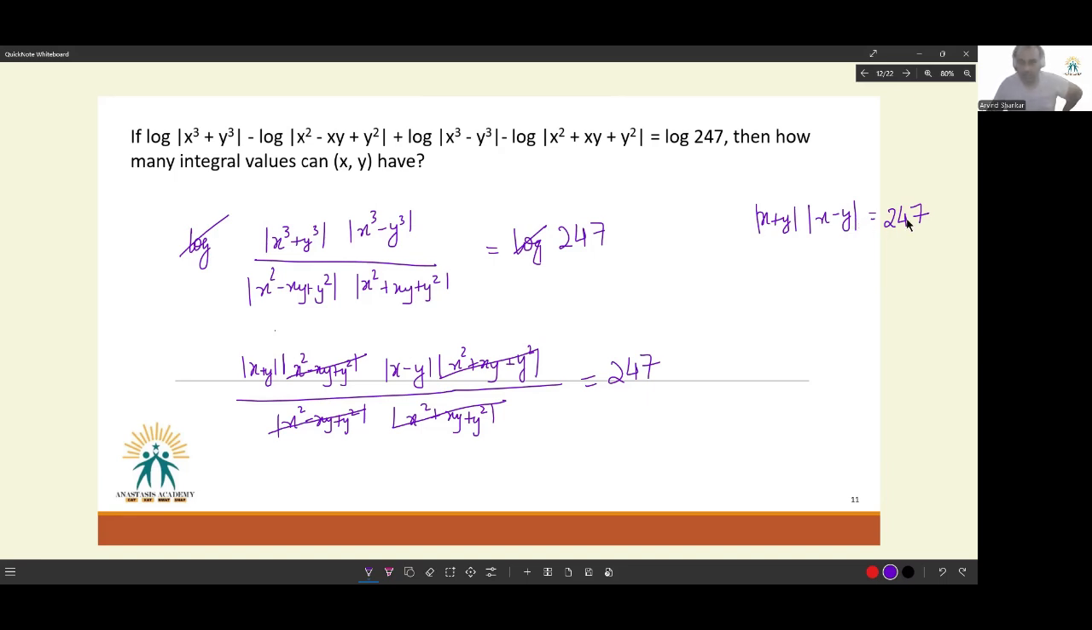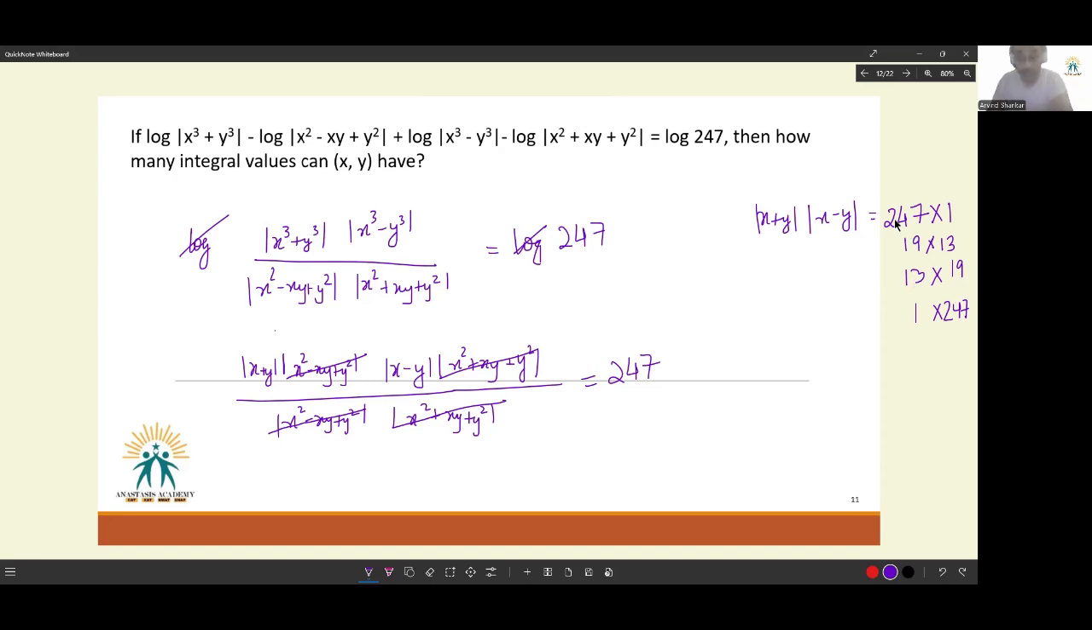We know two numbers are multiplying to give us 247. So it can either be 247 into 1, or 247 is 13 into 19, no? Yeah, 13 into 19. So it can either be 19 into 13, or 13 into 19, or 1 into 247. Each of these cases is possible.